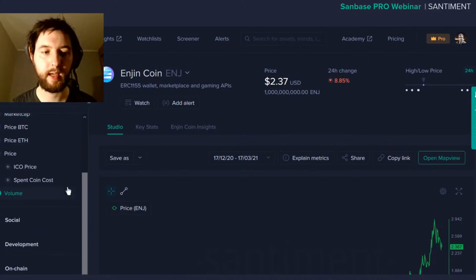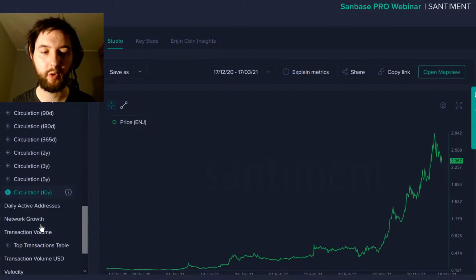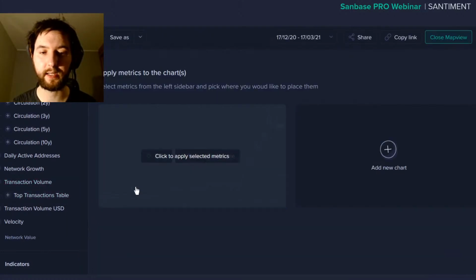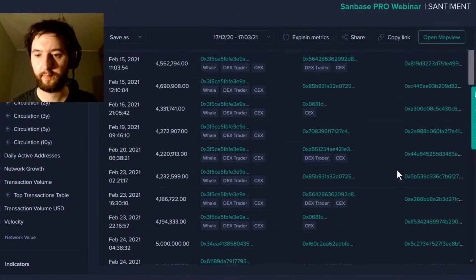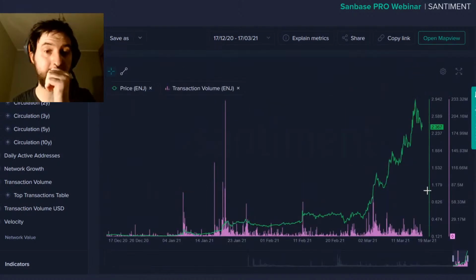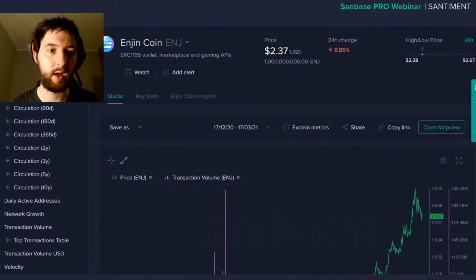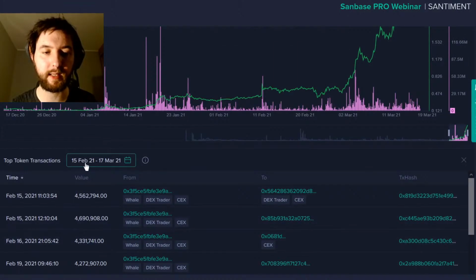And this is hiding under the network activity metric, all the way here at the top transactions table, right? So what you do is you click on top transactions, and you're going to get a long list of the biggest transactions of a particular coin that you're currently looking into, for the period of time that you're looking into it, right? So currently we're looking at Enjin, and at the moment this list is showing us the biggest ENJ transactions or transfers on the blockchain between February 15th and March 17th.